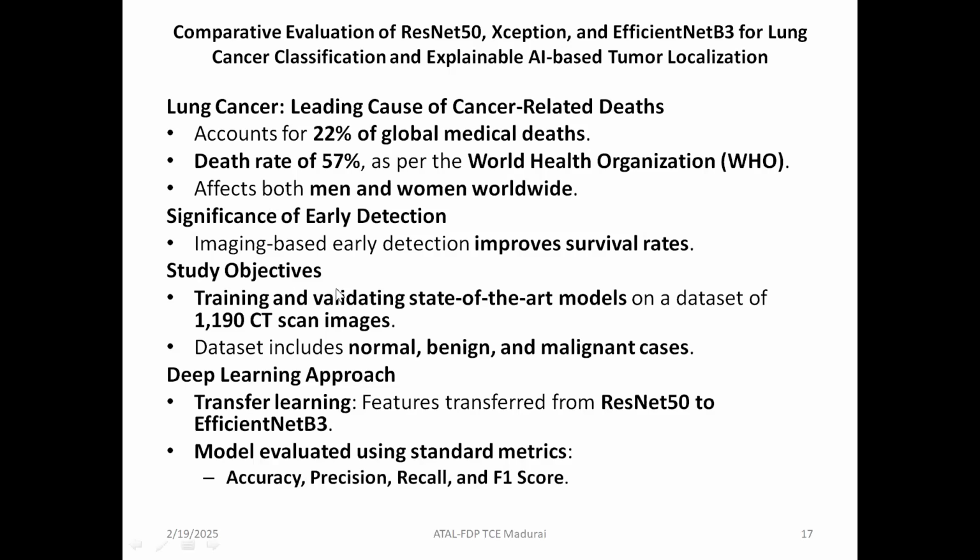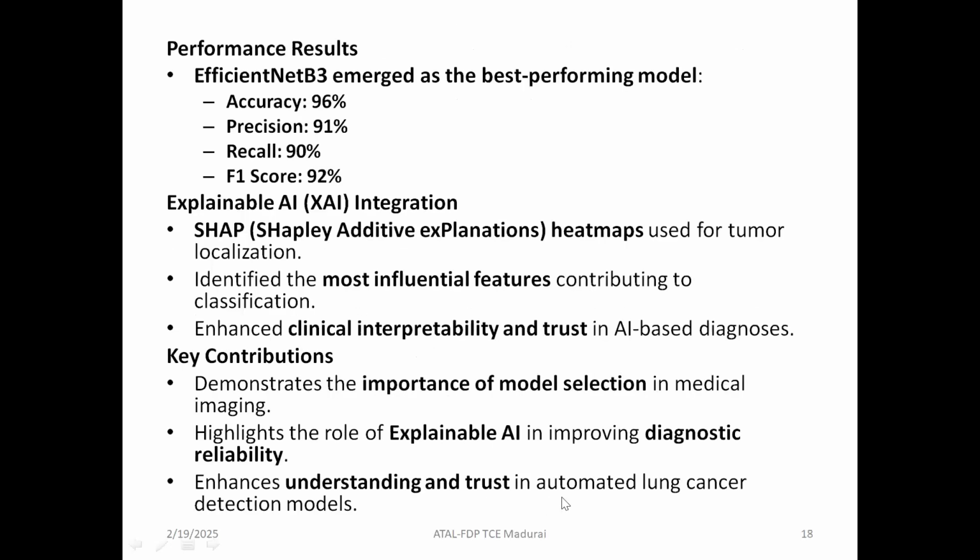This objective refers to training and validation of state-of-the-art models on a data set of around 1,190 CT scan images. Here we did classification, whether it is benign or malignant compared to the normal one, and we applied transfer learning. The model is evaluated by accuracy, precision, recall, and F1 score. We got EfficientNet B3 again as a very good performing deep learning model for classification.